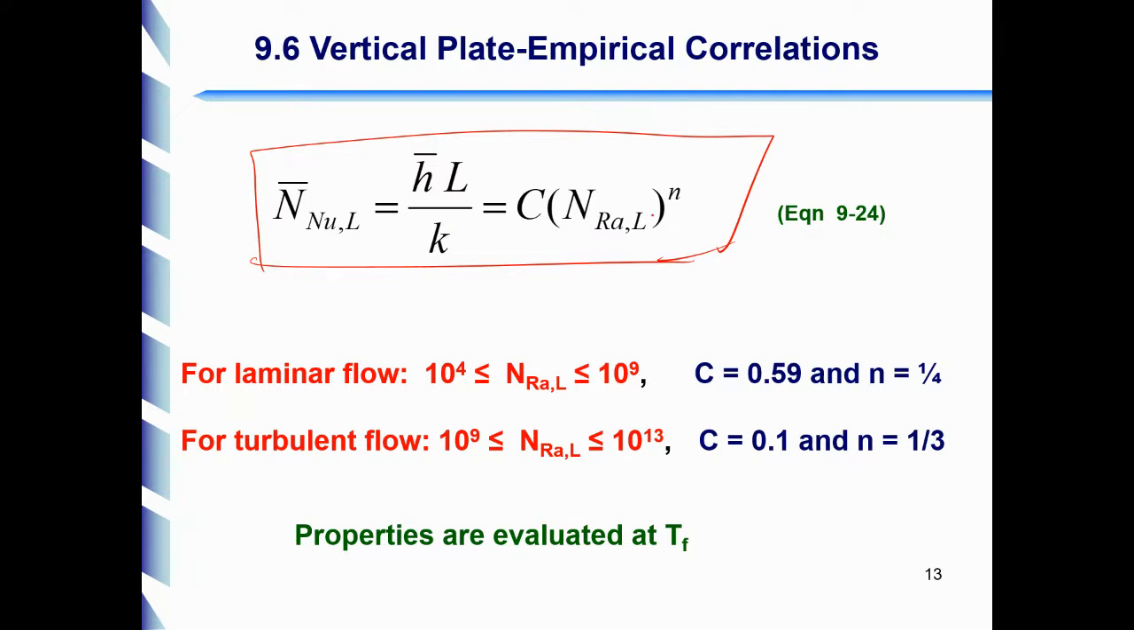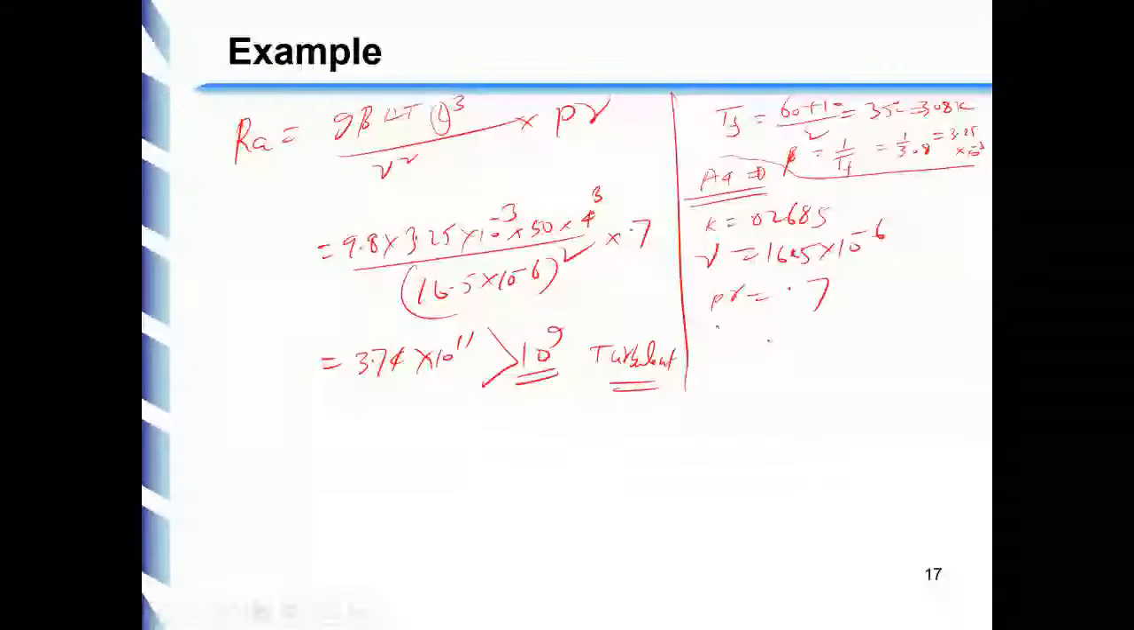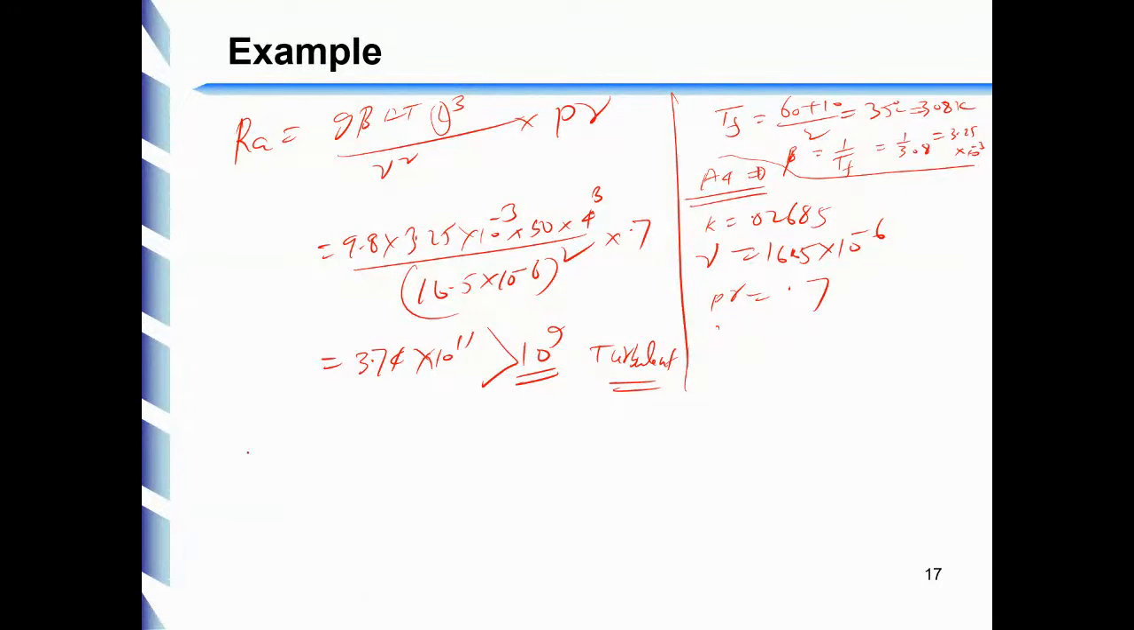Nu equals C Ra power n. So for turbulent flow, C equals 0.1 and n equals 1 by 3. Nu equals C Ra power n, 0.1 times 3.74 10 power 11, power 1 by 3, gives 720.7.